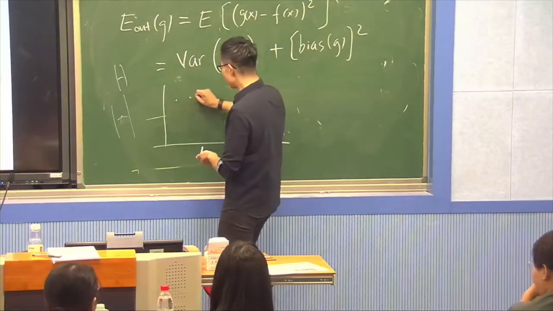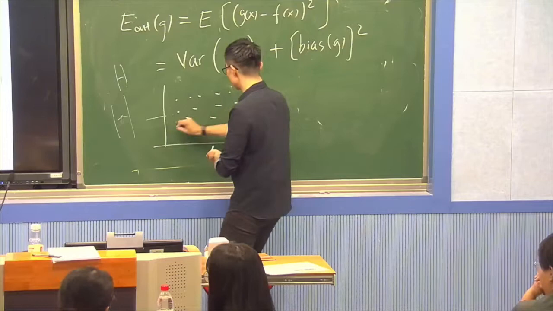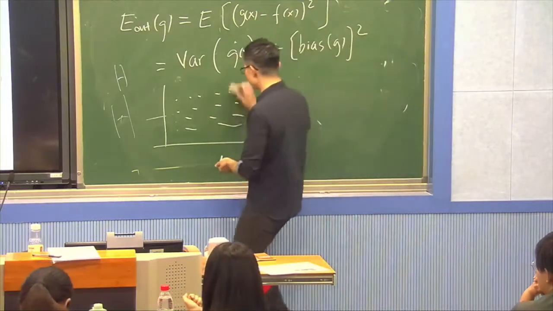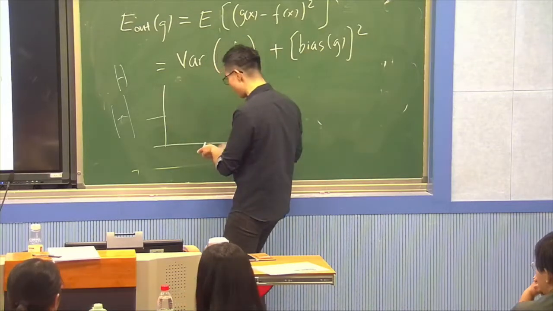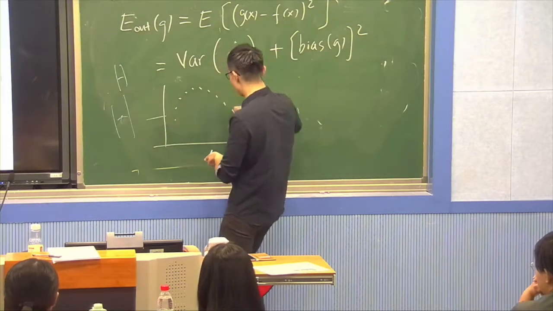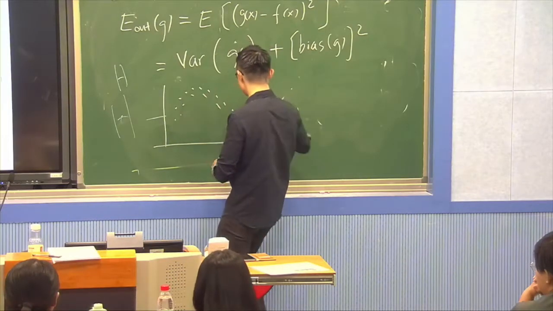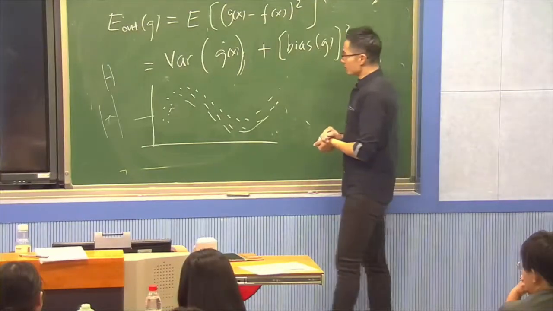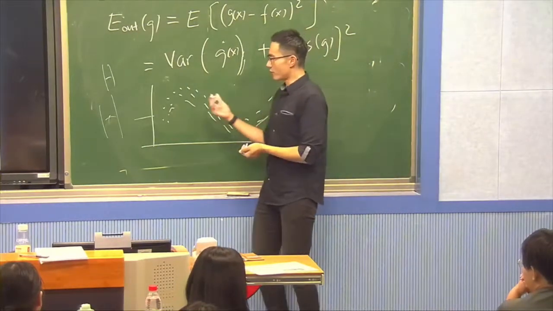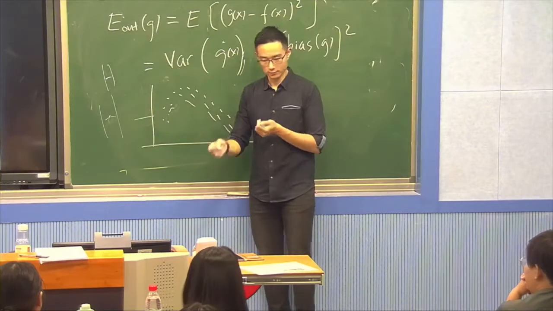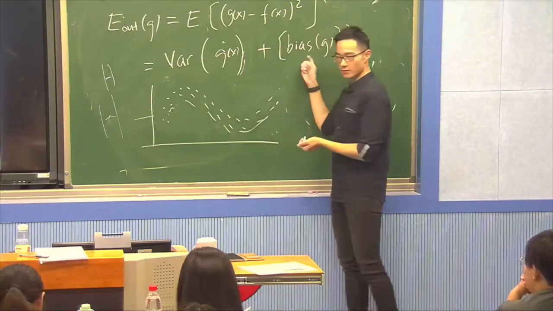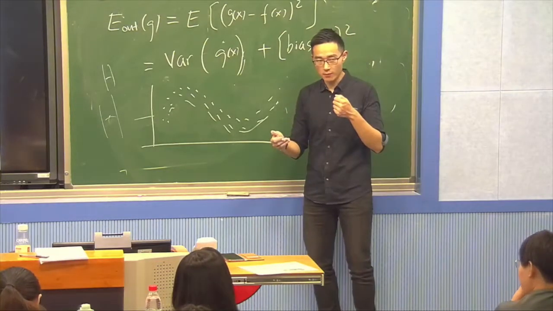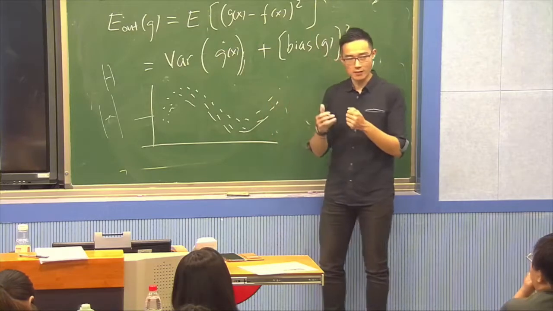Now, these are my underlying data. Let me make my underlying data a little bit more, suppose this is my underlying data. This is my own idea. If I pick my G from a simple model, like a linear model, what do you think the bias, let's calculate the bias. Or if I pick my G from a really complicated model and calculate bias, which one do you think the bias is smaller?